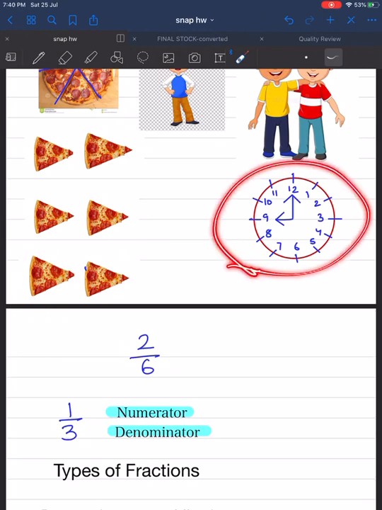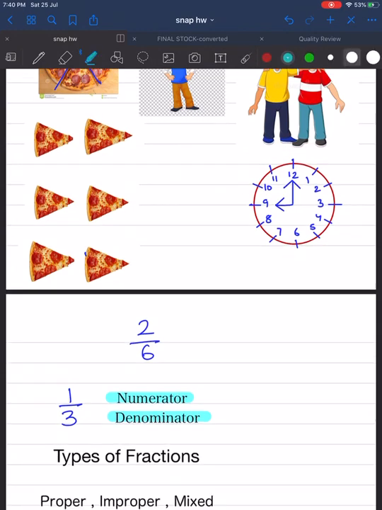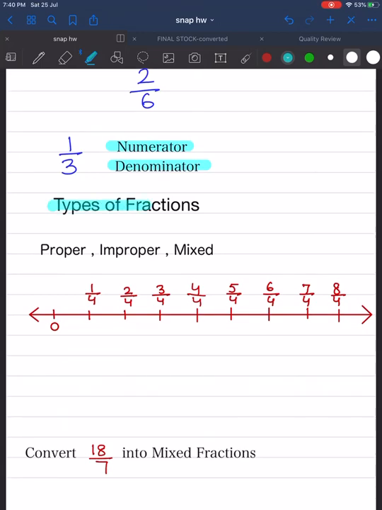Now children, even time is measured in fractions. An hour and a half, a quarter of an hour, and so on. So we use fractions in our daily life without even realizing. Now let's do types of fractions.